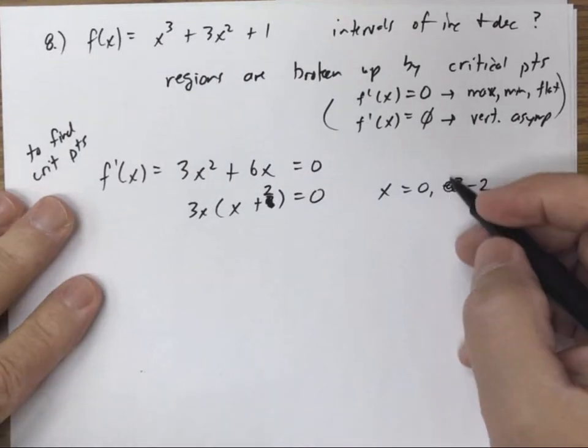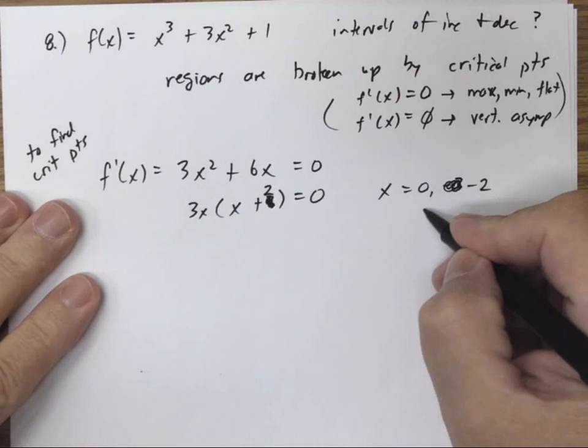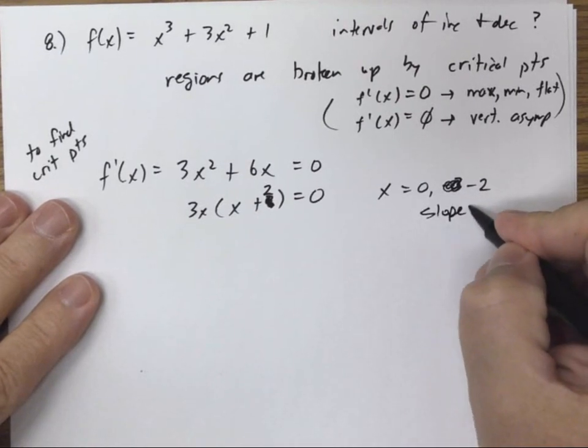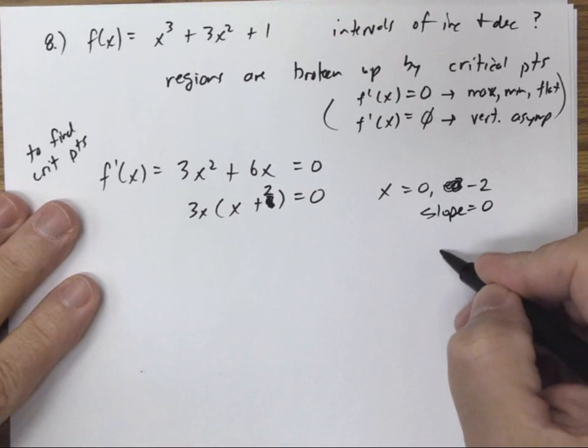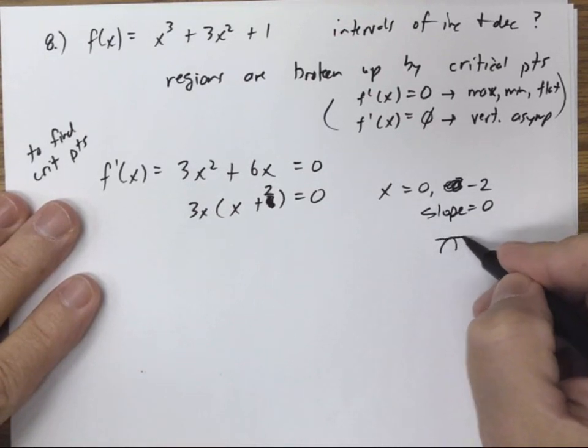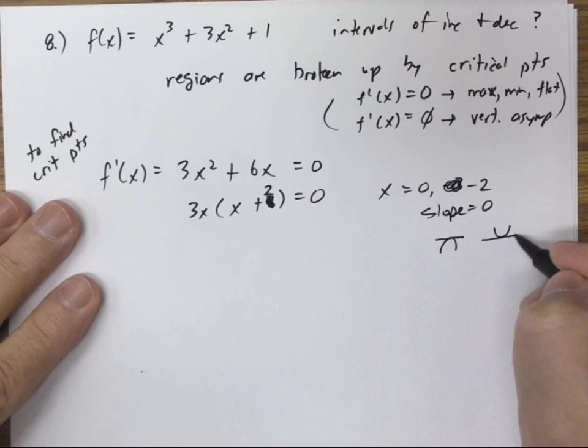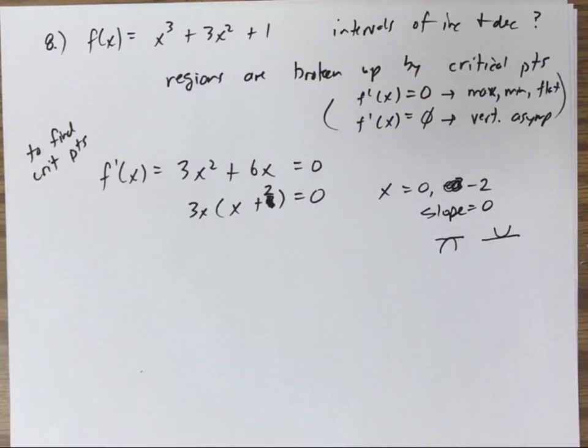These are the points where the slope equals 0 and where you either have this or you have this. I don't know which it is, but I know that's what's going on here.